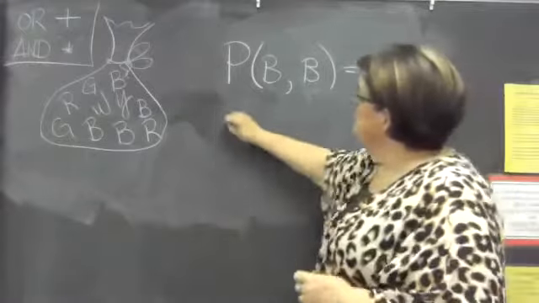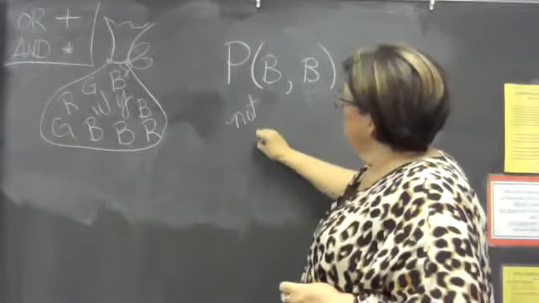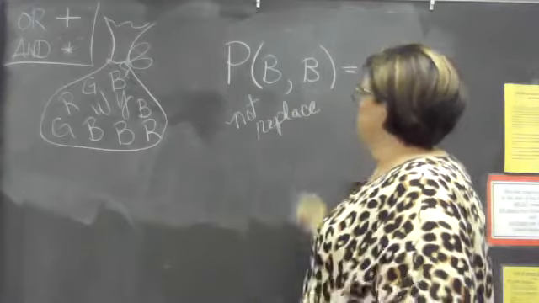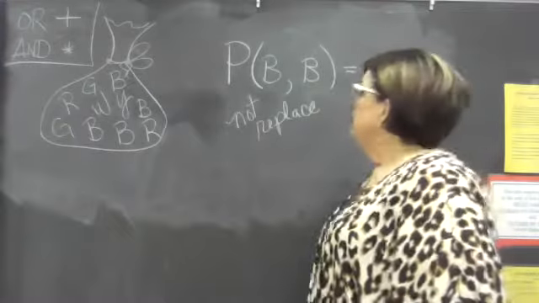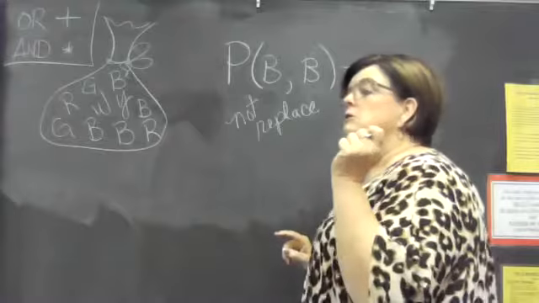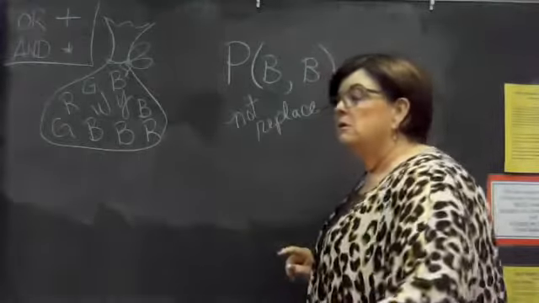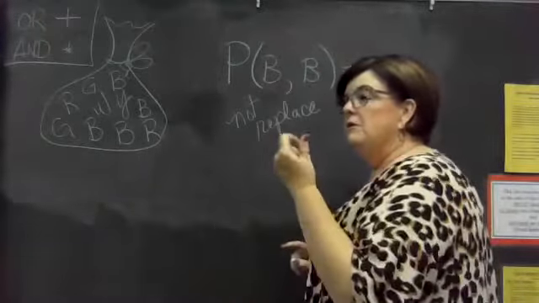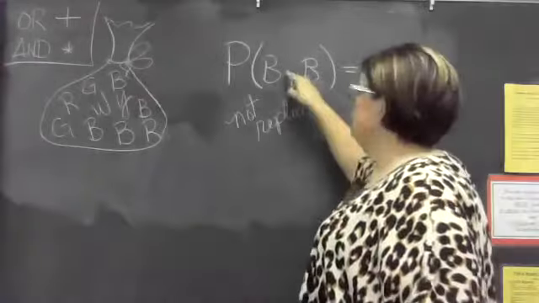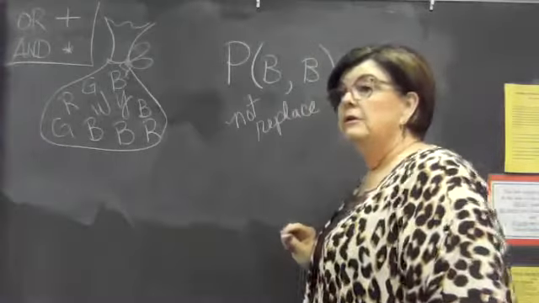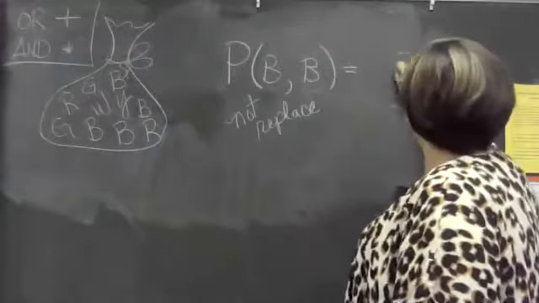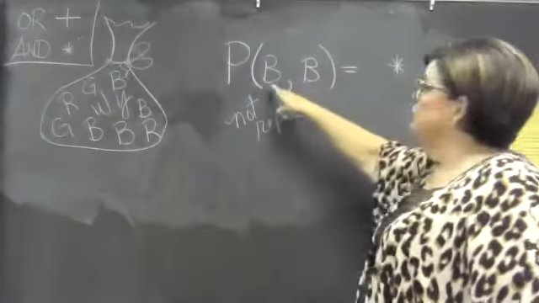Okay, this one is not going to replace here. So this says, what is the probability that if I put my hand in there without looking and I pulled out a blue, I left it out, and what's the probability that the next time I put it in there, I will get a blue again? Okay, the comma or the word and means, what are we going to do? Multiply, yes.